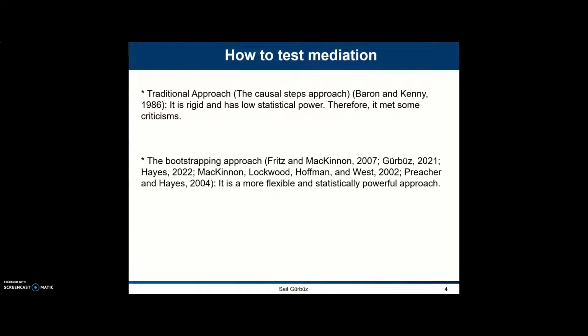In order to test mediation, there are two kinds of approach in the literature. The first one is the traditional approach, sometimes called the causal steps approach, which was developed by Baron and Kenny, 1986. Actually, it's rigid and it also has low statistical power. Therefore, there are many criticisms about this approach. The second approach is the bootstrapping approach, which is more flexible and statistically more powerful than the traditional approach. We're going to concentrate on this bootstrapping approach to test our sample model.